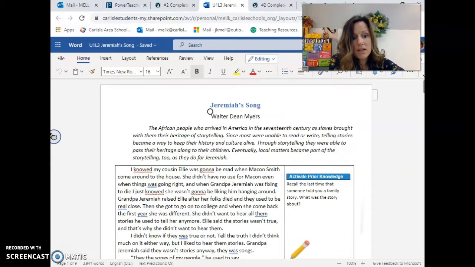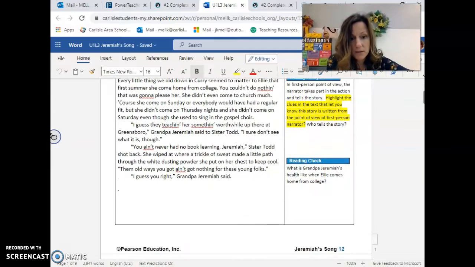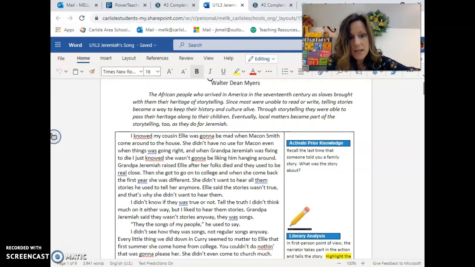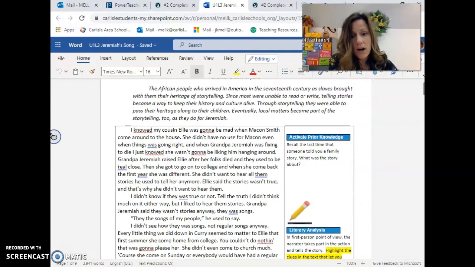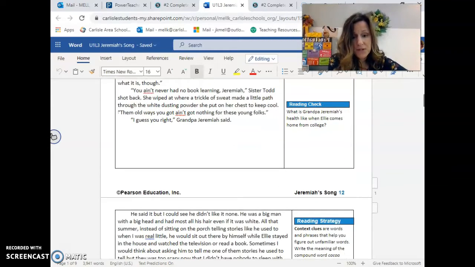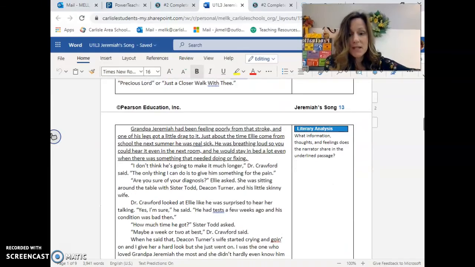So the textbook, and I'm not sure if this is the way it is for all of the textbooks, our textbook comes with something called the Reader's Companion, and it has questions and places to mark the text for specific skills. So when we were talking about point of view and author's purpose, we read this story, Jeremiah's Song by Walter Dean Myers. And so I took the story and just put it into an Office 365 document, making sure to copyright Pearson Education, and then uploaded it as an assignment in Schoology.